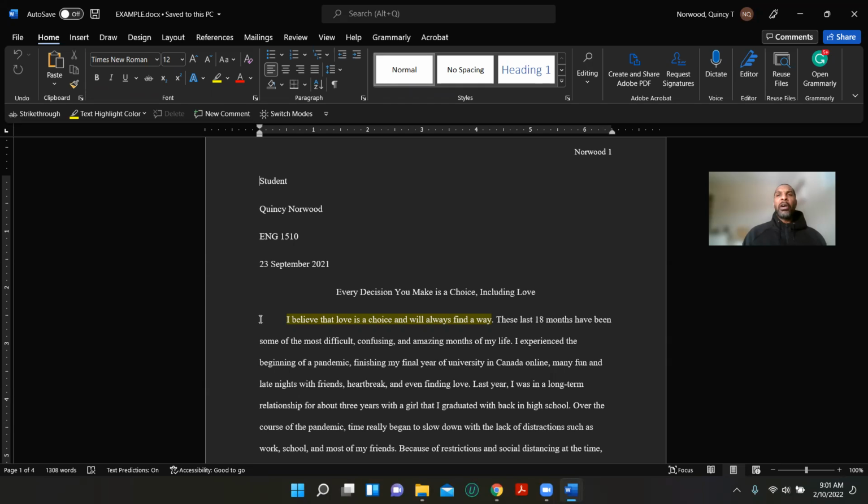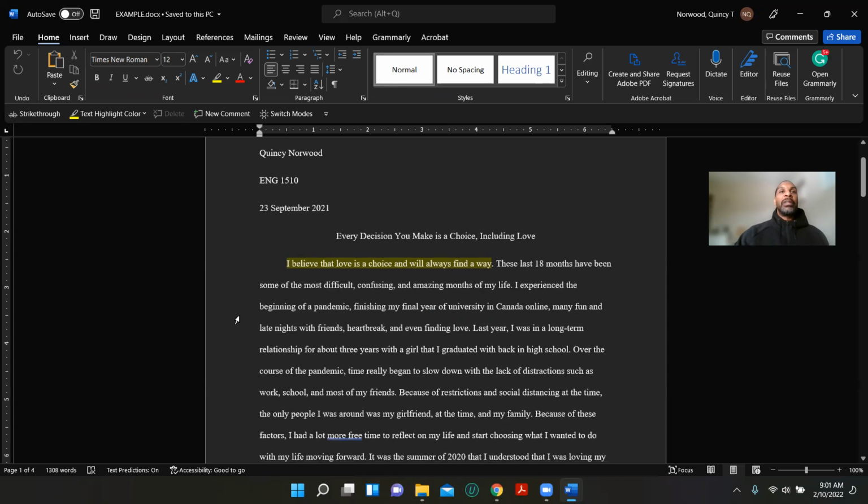It didn't start off with something like "many people have beliefs" or "beliefs are important to us." Don't tell your reader what they already know. Most importantly, your job is to keep the focus on you. So don't go general with this essay. "I believe that love is a choice and will always find a way. These last 18 months have been some of the most difficult, confusing, and amazing months of my life." Words that really don't seem like they go together: difficult, confusing, and amazing.